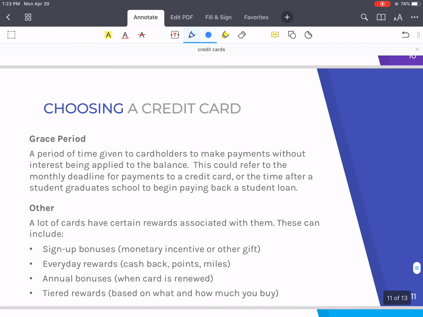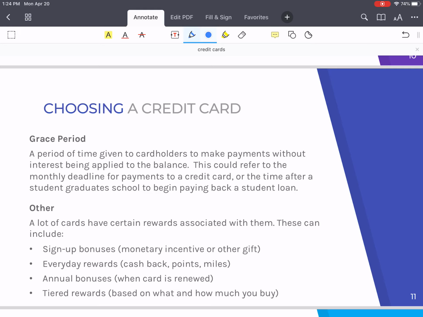What else? A grace period. So that's after you make your transaction, how long do they give you in order to pay your balance? How much time do they give you past the deadline without giving you extra fees to pay off the card or to pay the minimum balance?